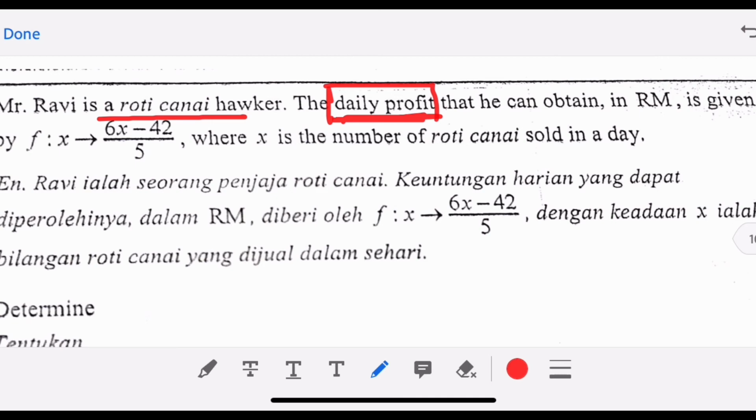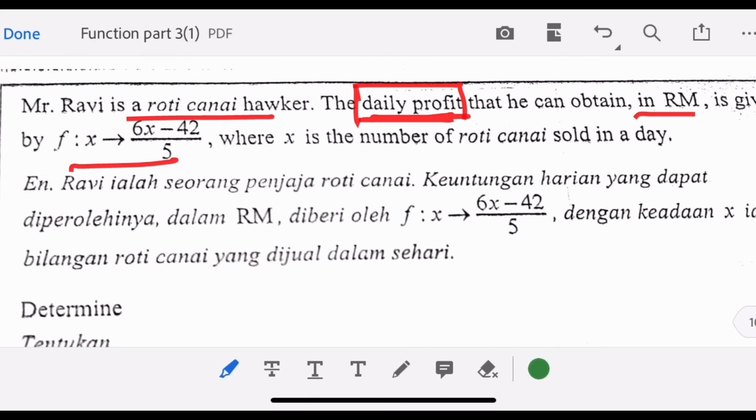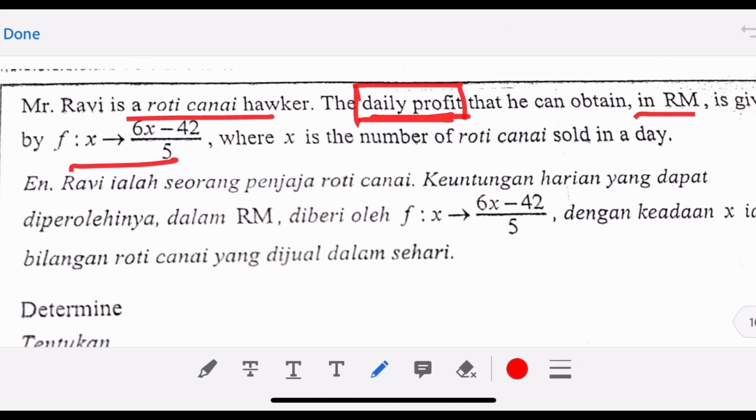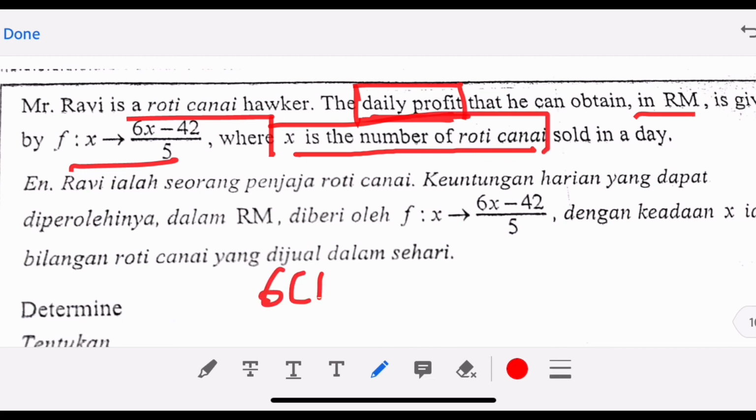So daily profit is given by this function. We highlight: this function is one day's profit, so it's per day. Then x is the number of roti canai, a very important keyword. That means if you sell, let's say, 10 roti canai, you know how to calculate.